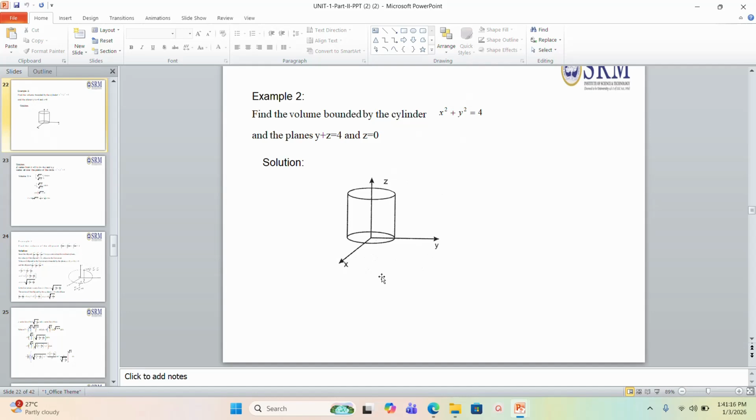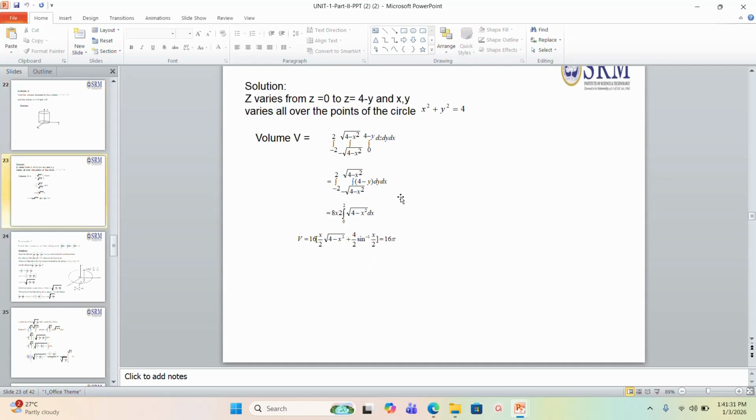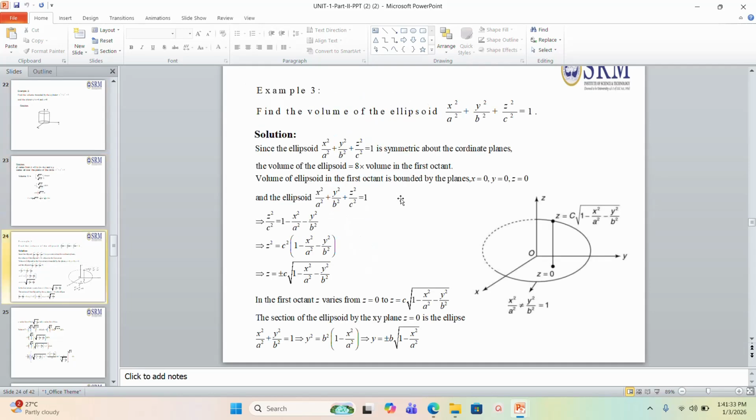The second question is, find the volume of the cylinder x square plus y square equal to 4, and the plane y plus z equal to 4 and z equal to 0. This is just an example question, but the important questions are for the volume of the ellipsoid and the volume of the tetrahedron only, as per the syllabus. Now we can see the volume of the ellipsoid.